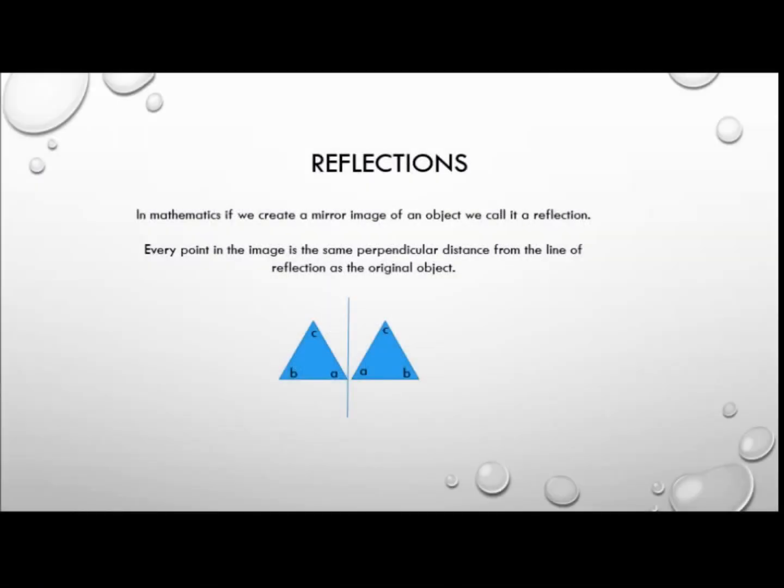In this video we're going to be looking at transformations, specifically reflections. In mathematics, if we create a mirror image of an object, we call it a reflection. Every point in the image is the same perpendicular distance from the line of reflection as the original object. And that's pretty much all there is to it.